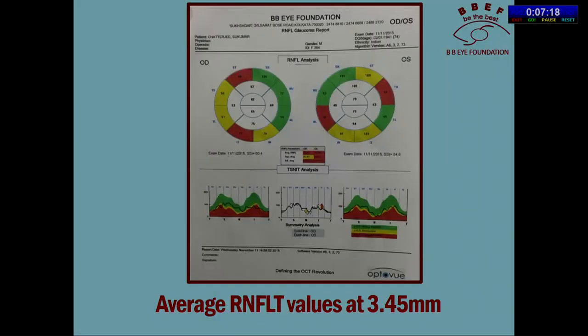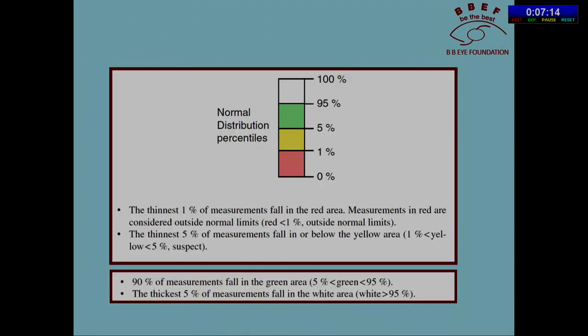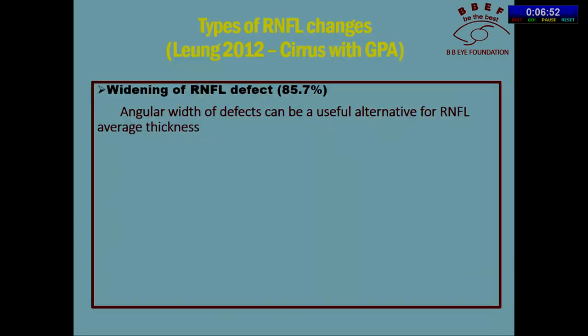This is the average retinal nerve fiber layer values at the 3.45 millimeter circle. Now the color coding. The thinnest 1% of the measurements falls in the red area. The thinnest 5% of the measurements falls in or below the yellow area. But 90% of the measurements fall in the green area. And the thickest 5% of measurements falls in the white area.